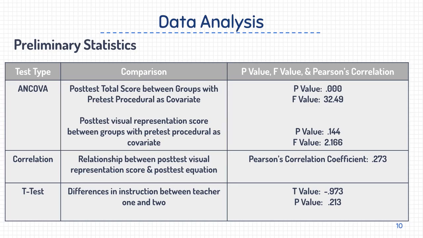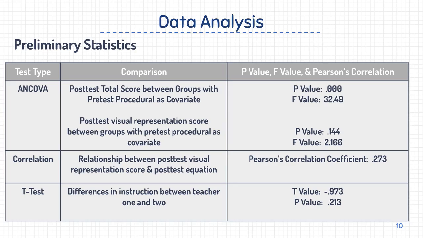Now, when we look at their post-test visual representation scores between groups, still using that pre-test procedural as the covariate, we found that there wasn't a significance between the two groups. What that means is that when you compared the two groups, you were able to see that the students were performing the same.